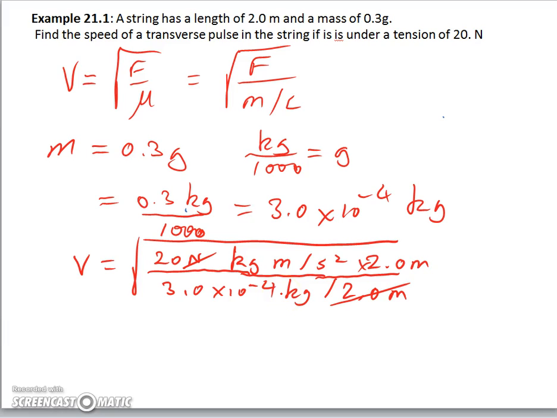and looking at the units alone then, the kilograms will cancel and we'll have meters squared per second squared, which when we take a square root will become meters per second. So we haven't made an error of the units, and when we substitute in the numbers and do our calculation, we'll find that the velocity is 365 meters per second.